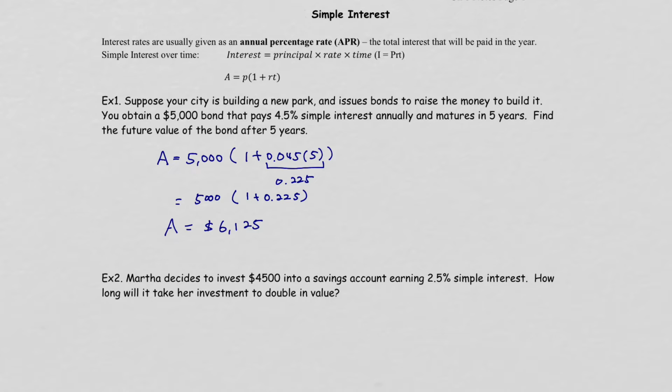So that total amount is going to be interest plus the principal. So if you just wanted to find out the interest, you need to subtract the principal, which is going to be $1,125, and that will be just the interest, right?